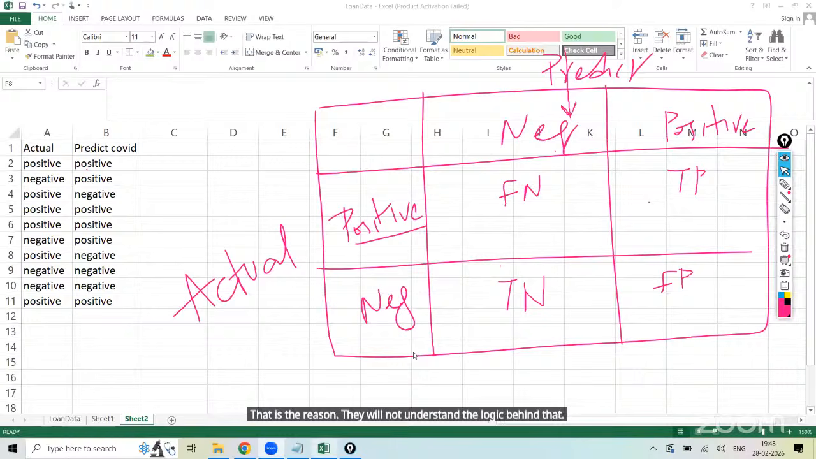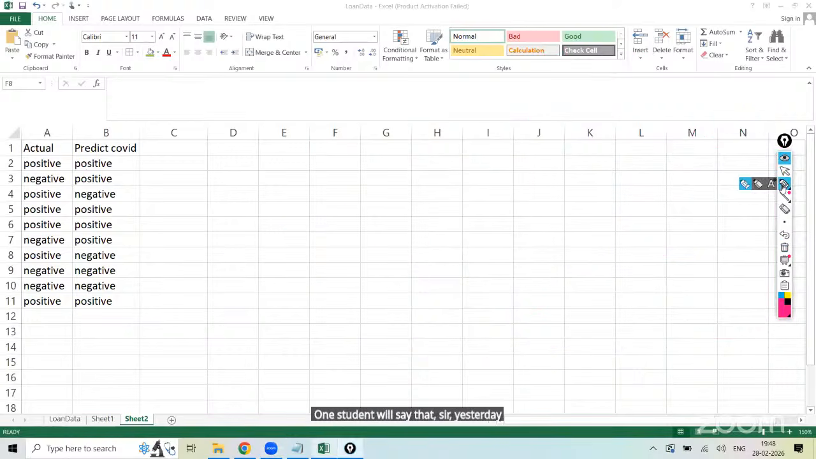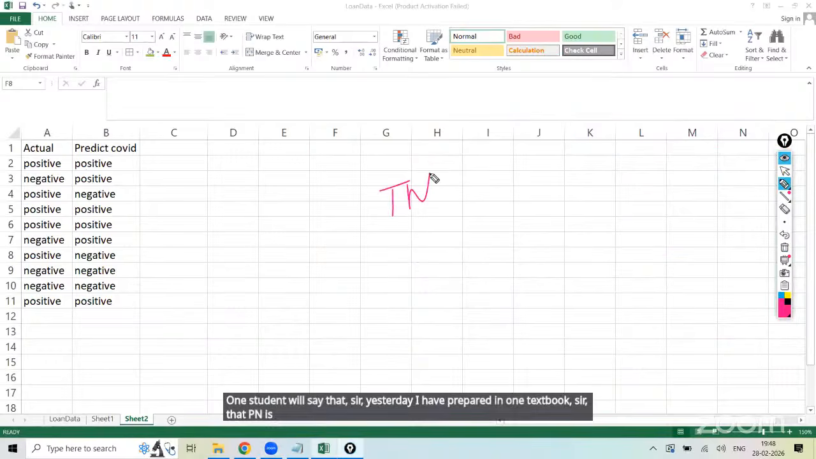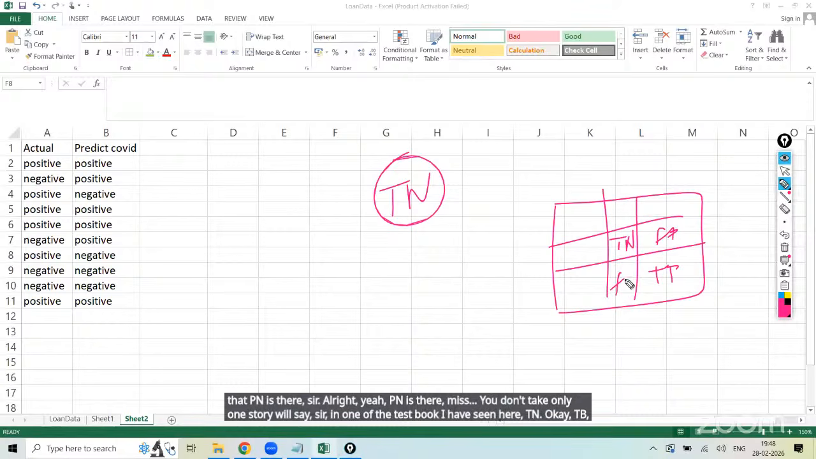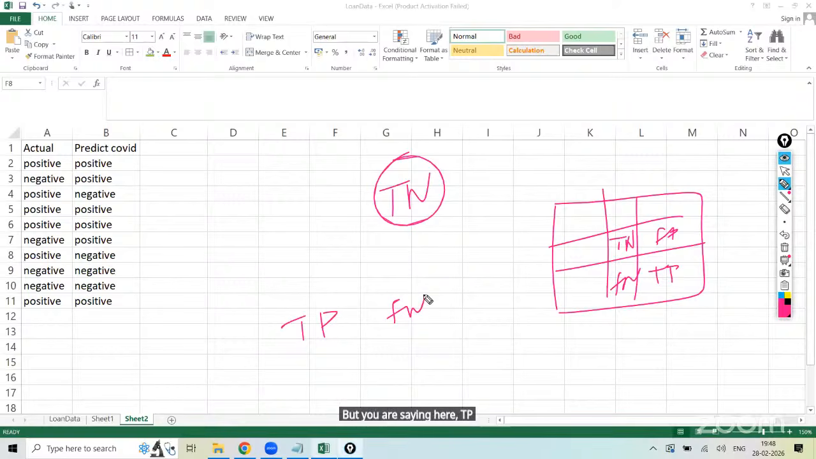One student will say, sir, yesterday I prepared from one textbook, and there TN is there. Here TN means don't check only N, TN. One student will say, sir, in one of the textbooks I have seen TN, TP, FP, FN like this, but you are saying TP here, FN here. Don't tell me these 4. Tell me which side predict is there, which side actual is there. That is the first point.